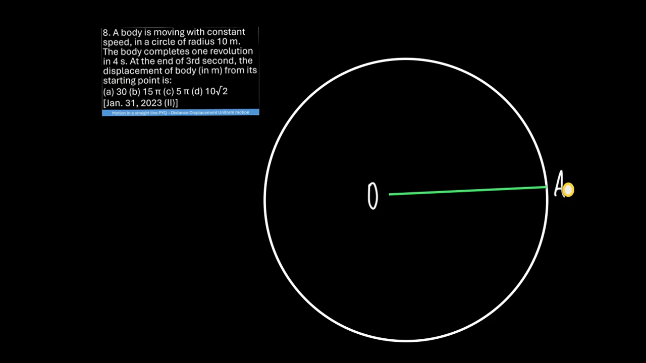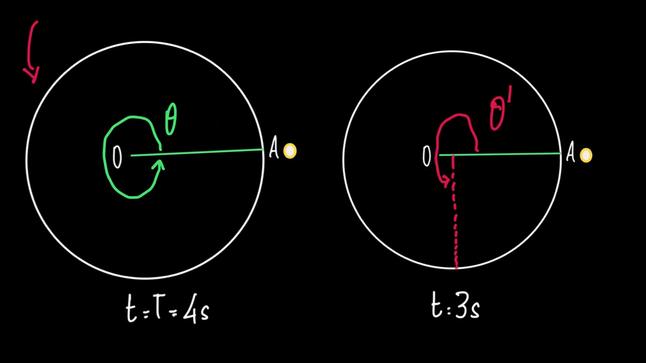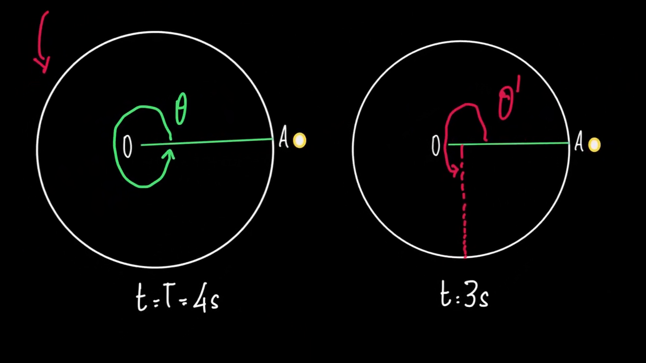So the given question says that the object is moving in a circular path of radius 10 meters, right? And it completes one revolution in 4 seconds, and we've been asked to find out the displacement in 3 seconds. Sorry, in the third second. So if we were to visualize this scenario, what do we have?